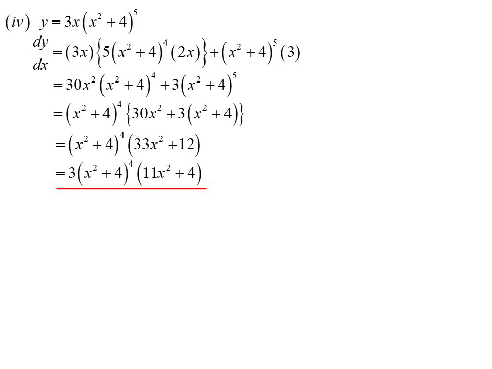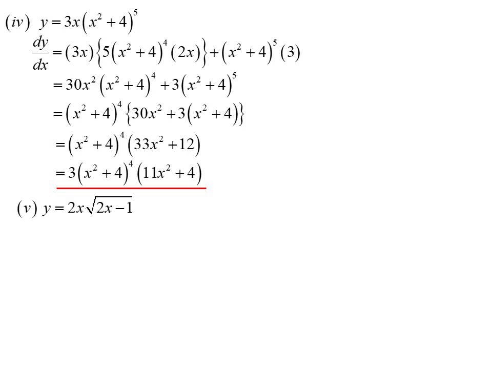That inside leaves me with 30x squared and 3 times x squared plus 4. 3 still in there, don't know why I haven't pulled it out. So inside becomes 33x squared plus 12. Finally I pulled the 3 out. Why didn't I do that at the start? I have no idea. Anyway, it's out. 3 outside x squared plus 4 to the power of 4 times 11x squared plus 4.